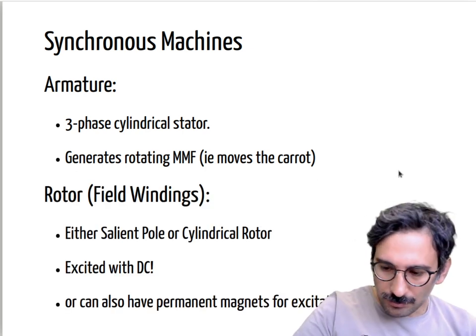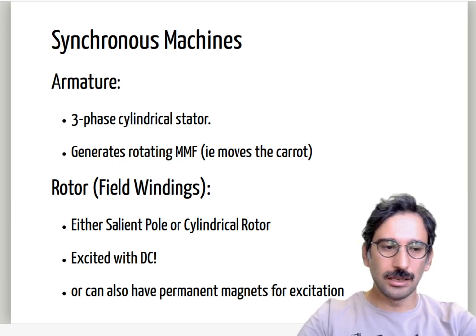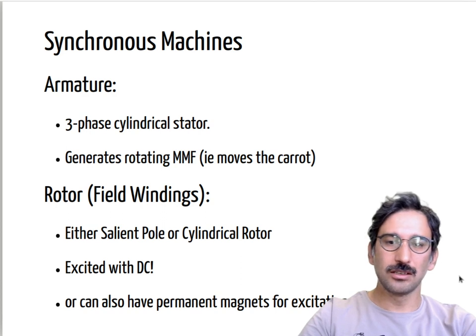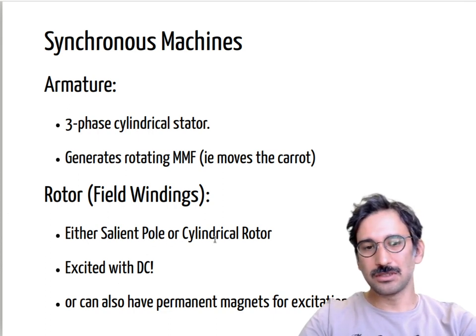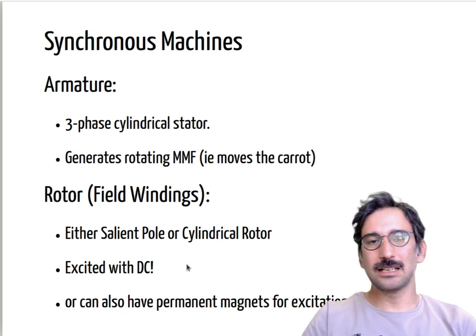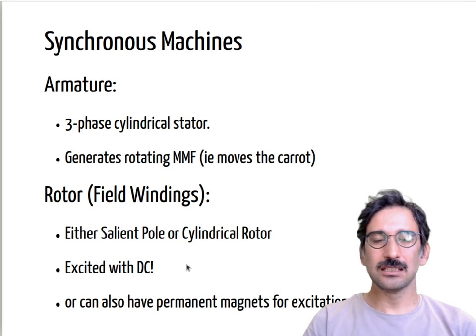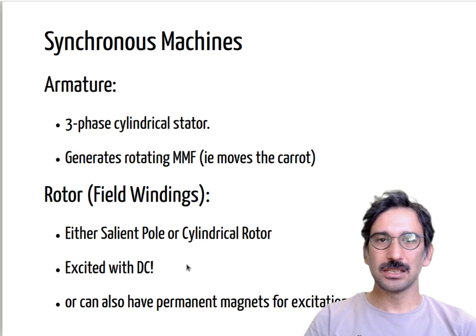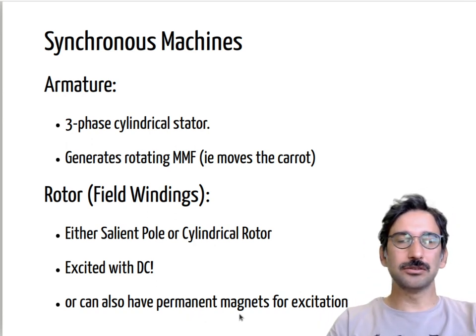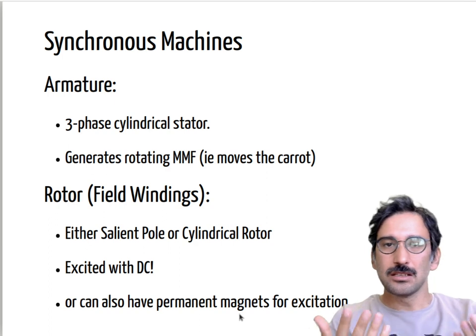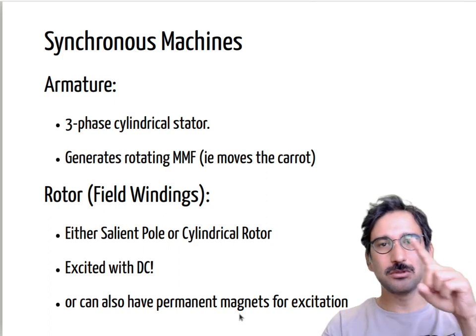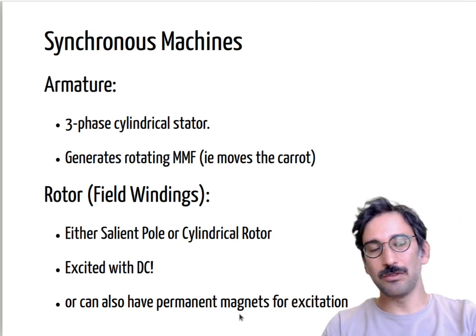And the rotor can be either a salient pole or a cylindrical rotor. I will show you the graphs, but it doesn't change anything: the rotor is excited by direct current. You apply DC to the rotor, so basically it becomes an electromagnet with south and north poles. Or in some applications, like permanent magnet synchronous machines, they can have permanent magnets instead of electrical excitation. You have the permanent magnets placed in a north-south arrangement, so you don't need extra electromagnets. But at the end of the day, once you rotate the rotor, it is a moving electromagnet.